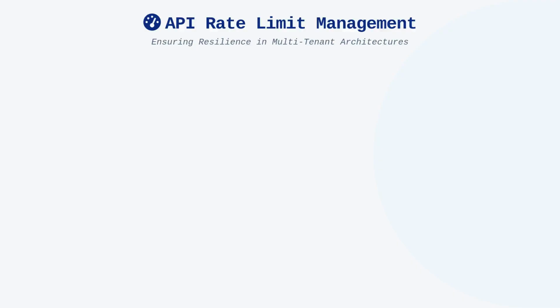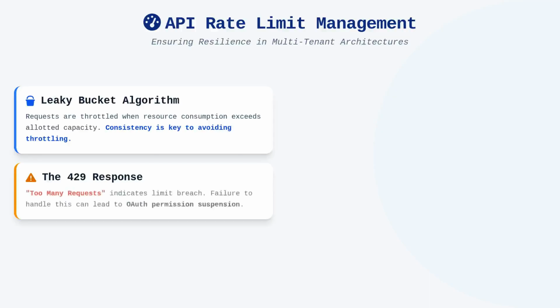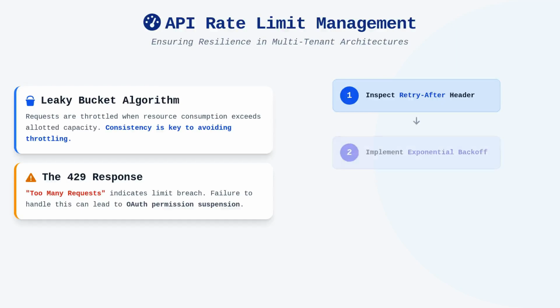Rate limits are an unavoidable reality of cloud-based multi-tenant architectures, and managing them effectively is a hallmark of a professional implementation. Genesys Cloud enforces these limits based on a leaky bucket algorithm, where requests are throttled if the platform consumes resources faster than your allotted capacity. When you receive a 429 too many requests response code, your application must handle this gracefully by inspecting the retry after header and implementing an exponential backoff strategy.